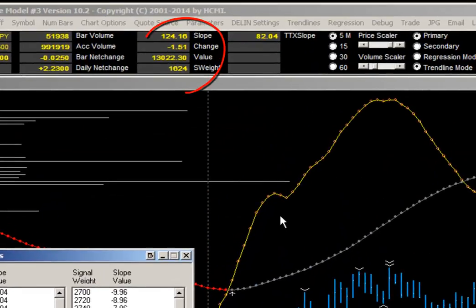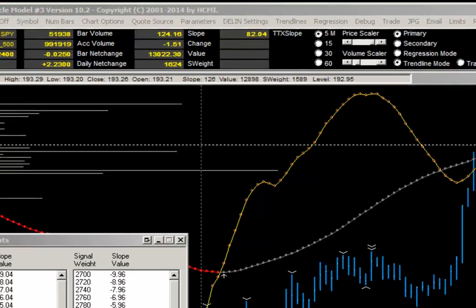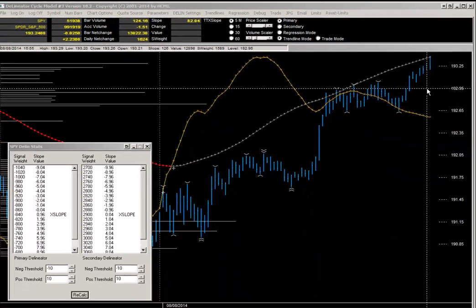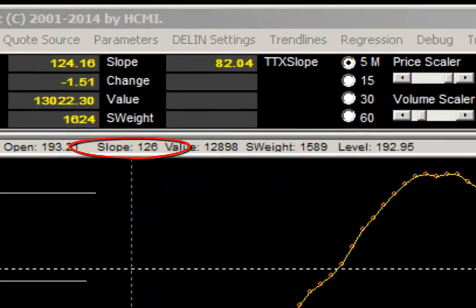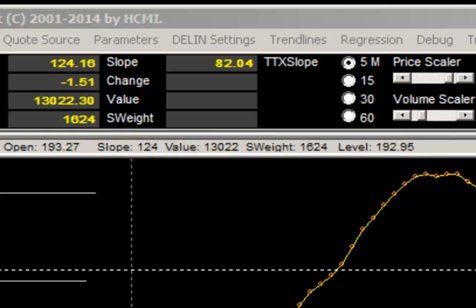So we're looking at the 5-minute here. We see that our slope value is plus 124, and we see that our change value is minus 1.51. The change of minus 1.51 means that the value of the slope has dropped 1.5 ticks from the prior bar. And if we use our cursor, we can see here that the slope at the 1555 bar was plus 126, and that the slope at the new bar is plus 124.16.